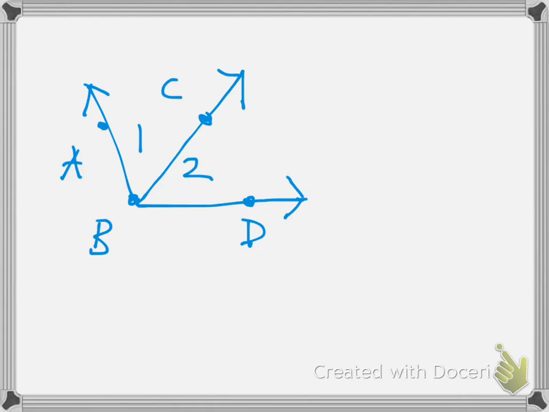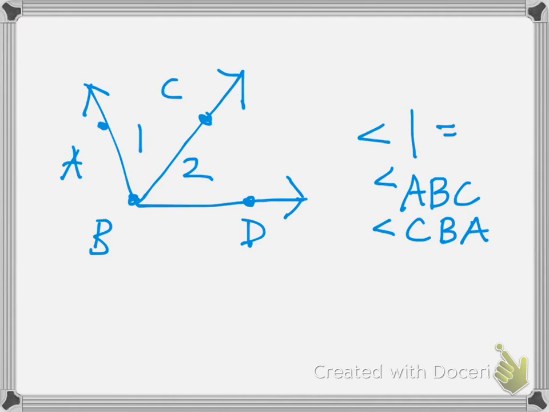So in this picture, if I want angle 1, I'd have to call it angle ABC, or you could do it CBA. If I want to talk about angle 2, it would equal DBC or CBD.